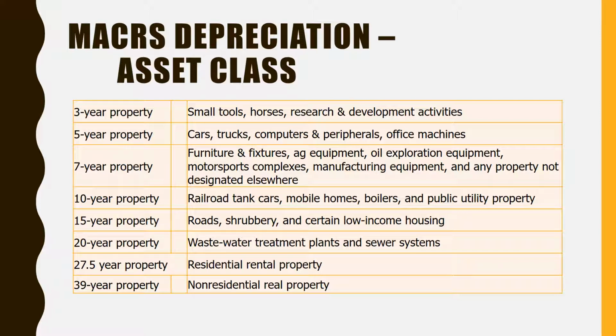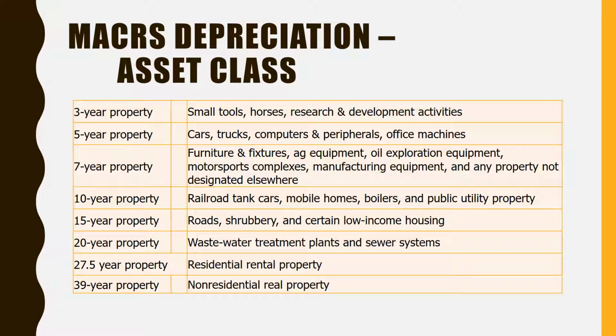So even though you might argue a computer is not going to really last you 5 years, you depreciate it over 5 years anyway. 7 years is an important one: furniture and fixtures, agriculture equipment, oil exploration equipment. Again, you can see some lobbying components of the law here. Motorsports complexes, that's a relatively new one, so obviously NASCAR had some influence. Manufacturing equipment, and then any property not designated elsewhere.